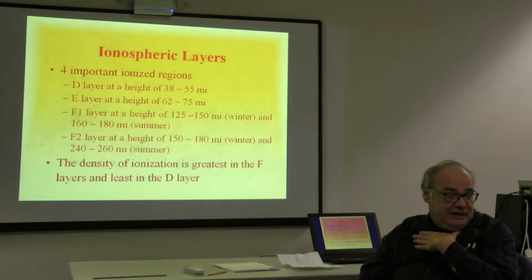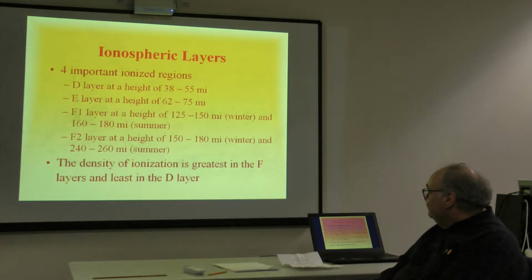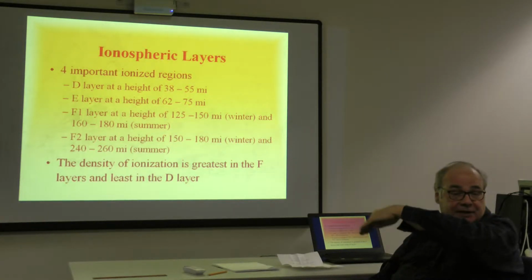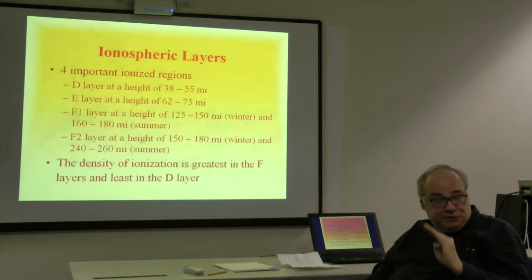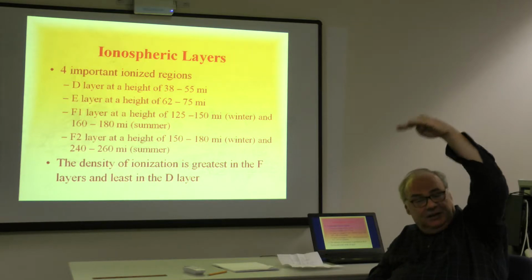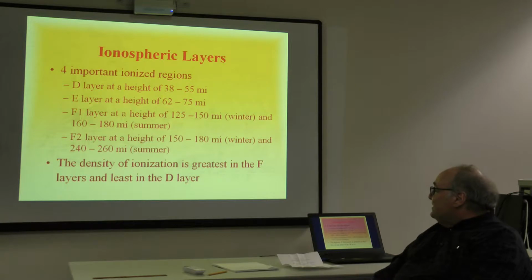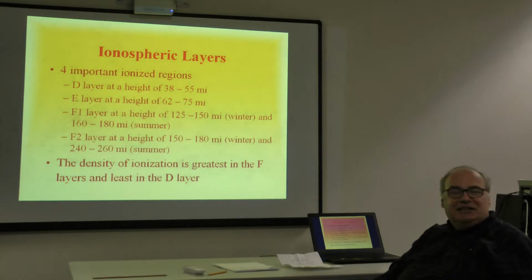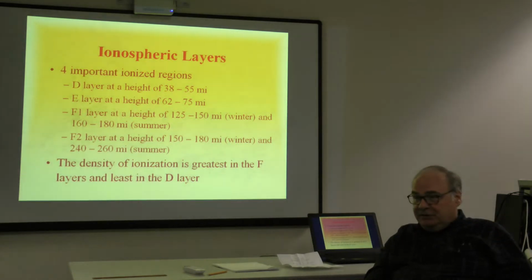So for the true HFers among us, the 2 layers we're concerned with are the F1 layer, and we're going to see there's a little bit of a variance in how high up it is, depending upon whether it's winter or summer, and also the F2 layer, because they're the ones principally responsible for reflecting signals when we're working with the skywave. The density of ionization is greatest in the F layers, therefore their ability to reflect signals back to Earth, and the least in the D layer. The D layer hardly reflects anything at all, it just absorbs signal strength.